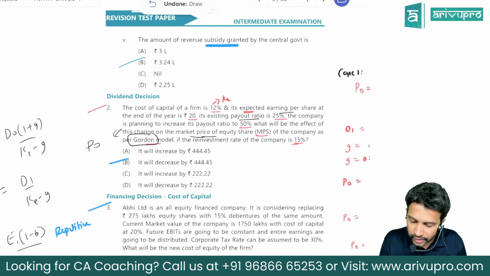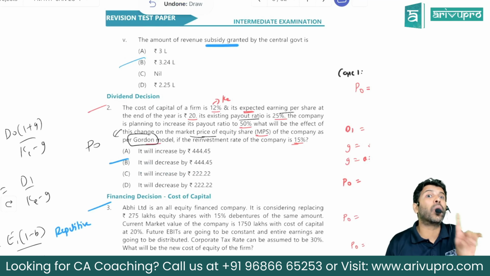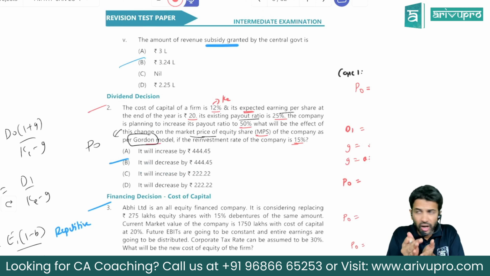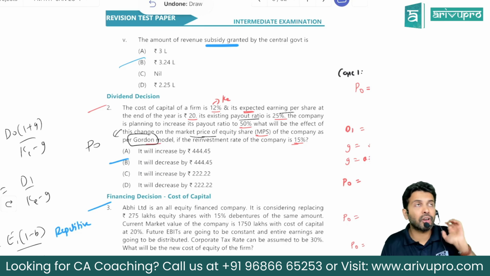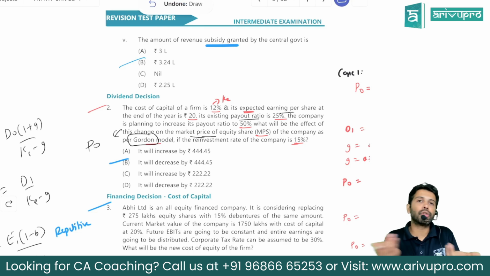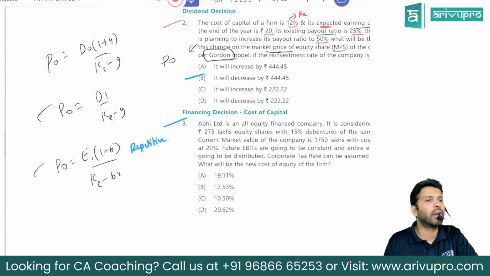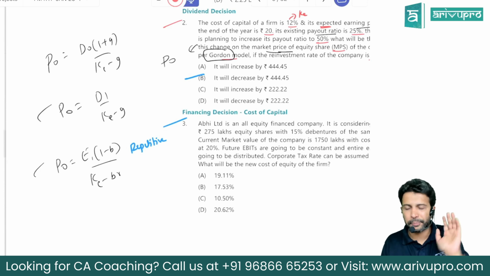Because of expected earnings, if you take 25%, you'll get D0 or D1? D1. Because D0 is the actual dividend paid. Are you taking actual EPS or expected EPS? From expected EPS, if you multiply the payout ratio, you will anyway get D1. You have a choice, either to use this formula or that formula, and the answer is the same.